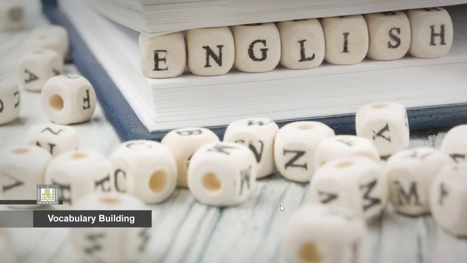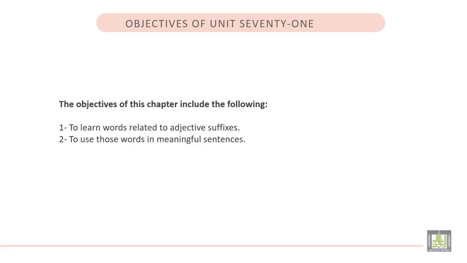Vocabulary building 1, unit 71, suffixes, forming adjectives. The objectives of this chapter include the following. 1. To learn words related to adjective suffixes. 2. To use those words in meaningful sentences. Now, listen to the video of this unit.